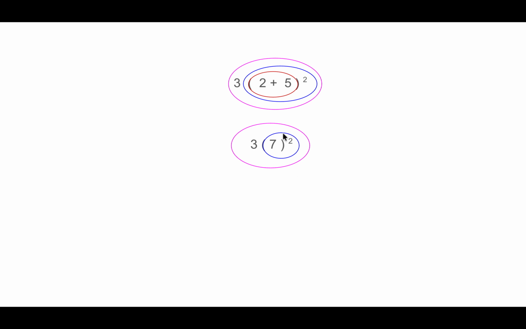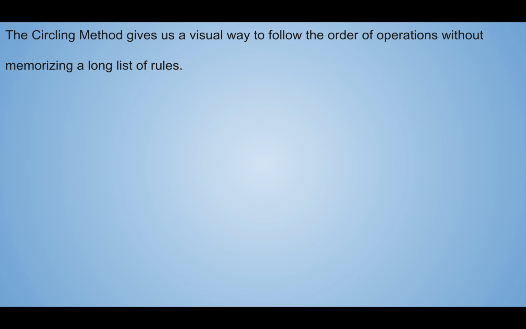Okay, inside out again. So if we start on the inside, 7 squared is 49. So 3 multiplied by 49, that's my pink circle. And the product of 3 and 49 is 147. So I hope that helped a little bit.